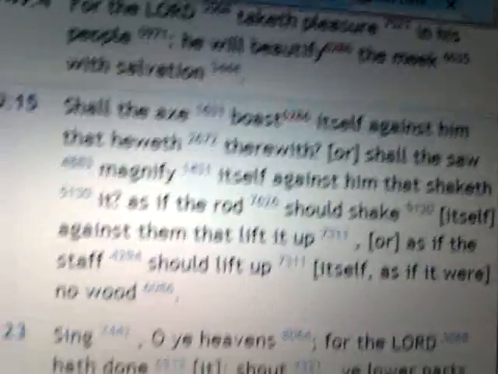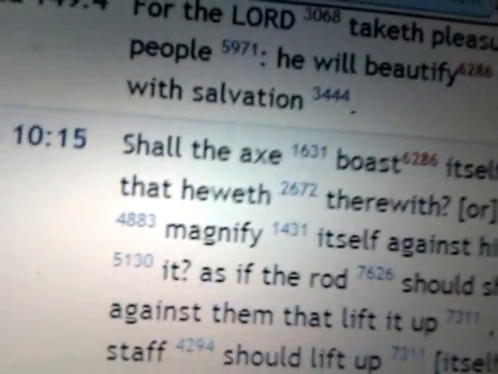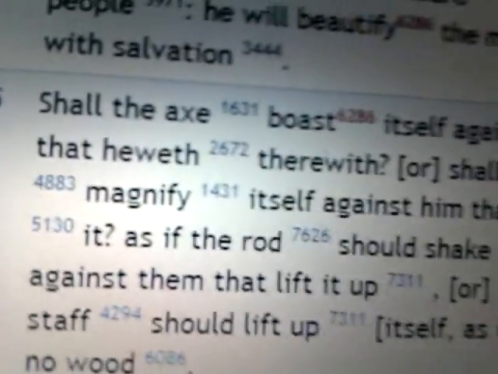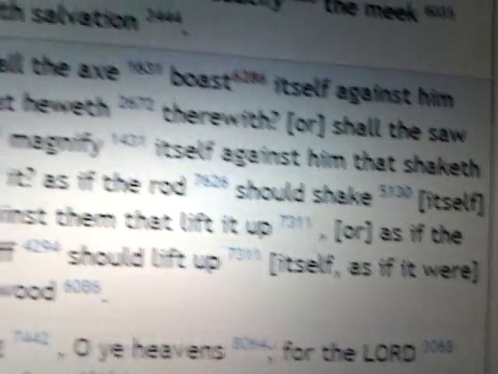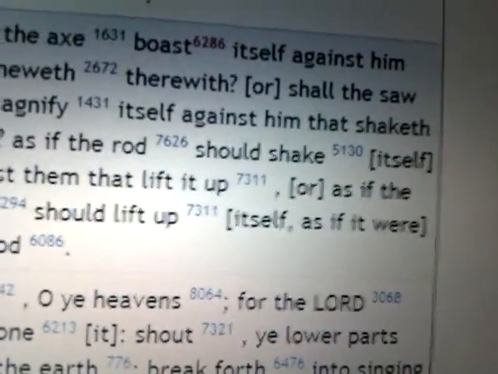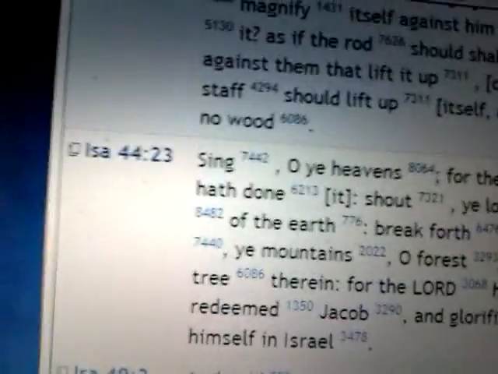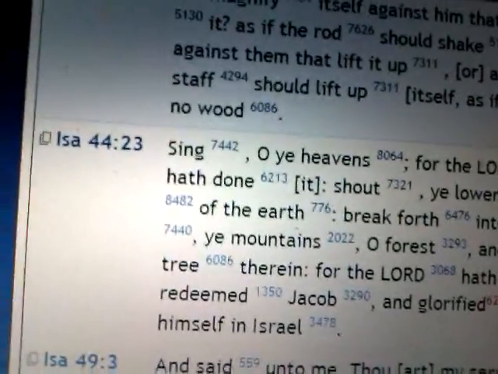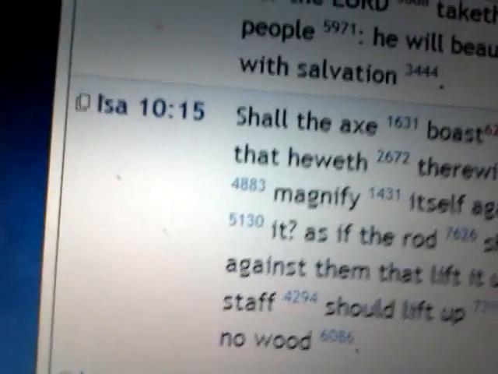Your words to the careless Ethiopians, shall the axe boast itself against him that heweth therewith, or shall the saw magnify itself against him that shaketh it, as if the rod should shake itself against them that lift it, or as if the staff should lift up itself as it were no wood. Then it goes on to Isaiah 44:23. That last one was a very important one, Isaiah 10:15.